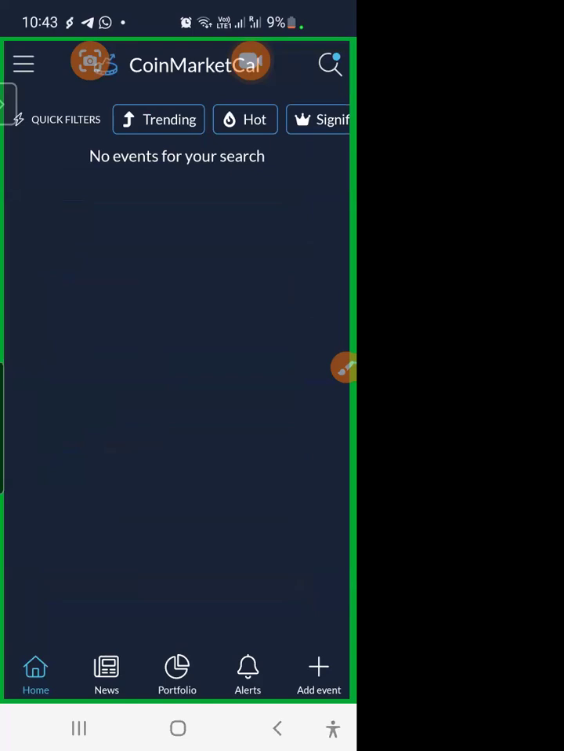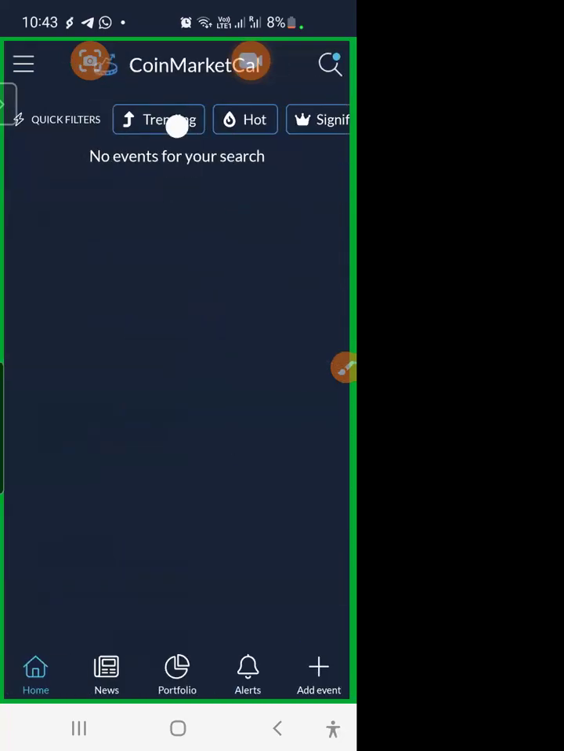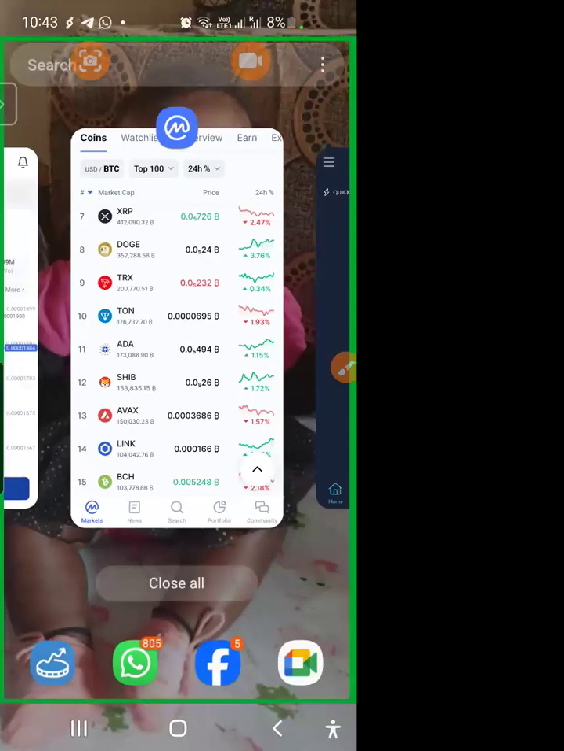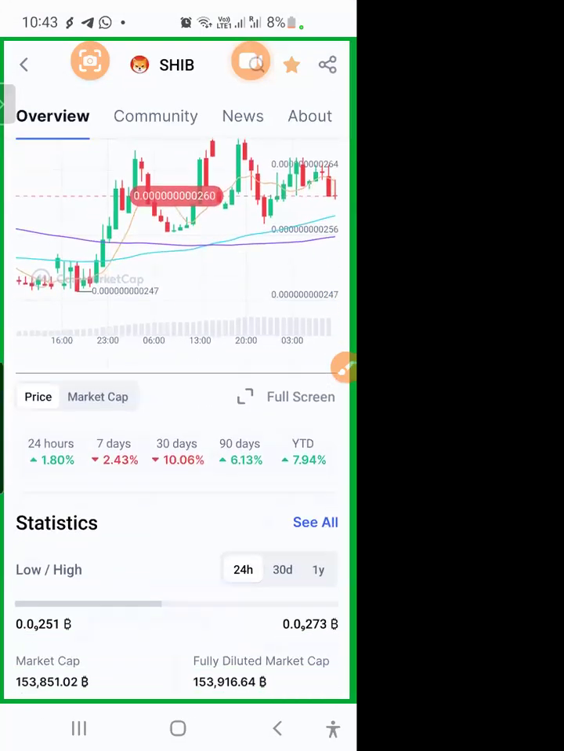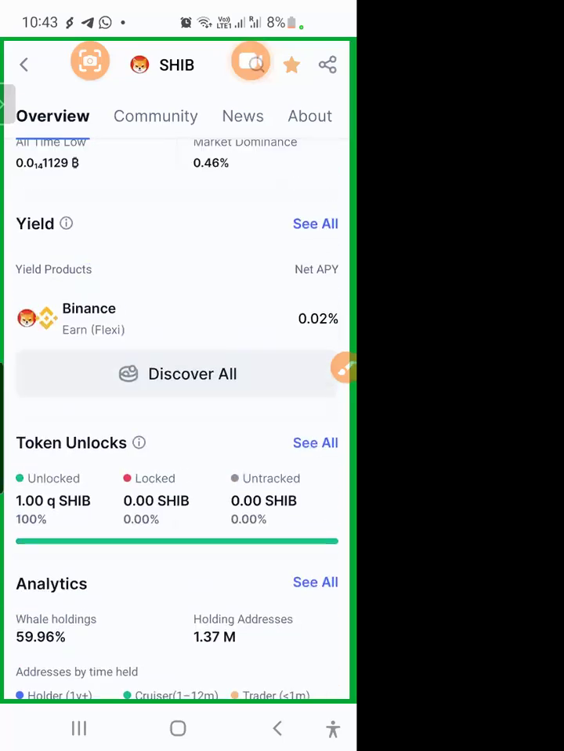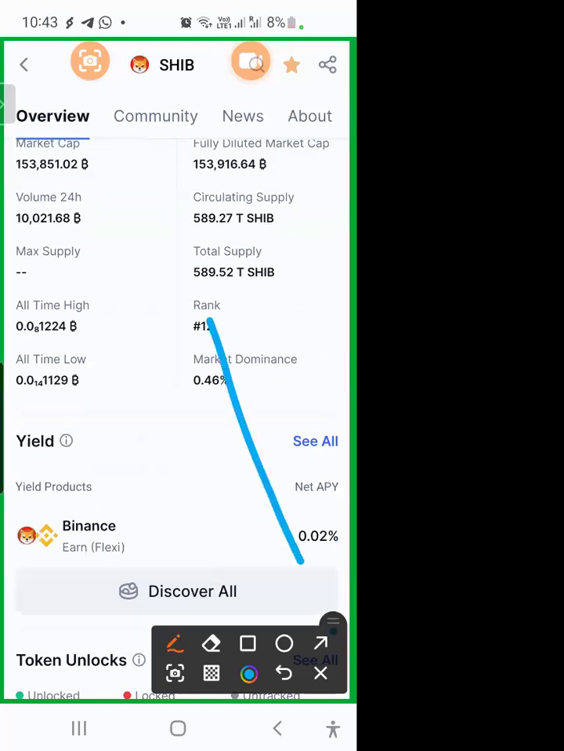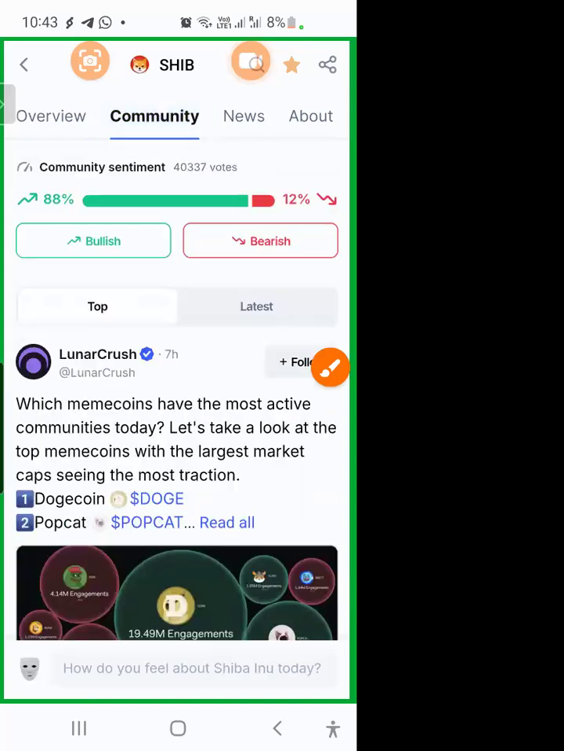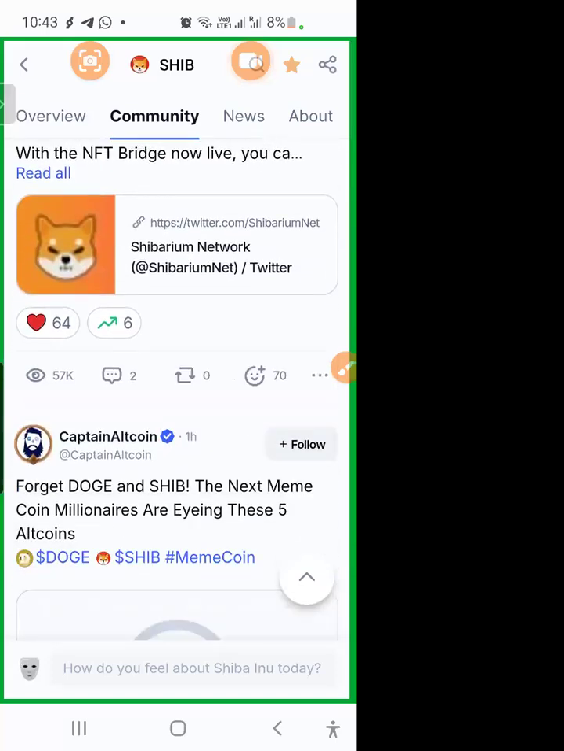There's nothing here about what people are saying about that SHIB. If you go to CoinMarketCap, you can also check what people are saying about it. You can also see the community recommendation. There is a community here. Here at community, you can click and see what people are saying about this SHIB. You read through it. If you find out that it's okay with you, then you can trade it.